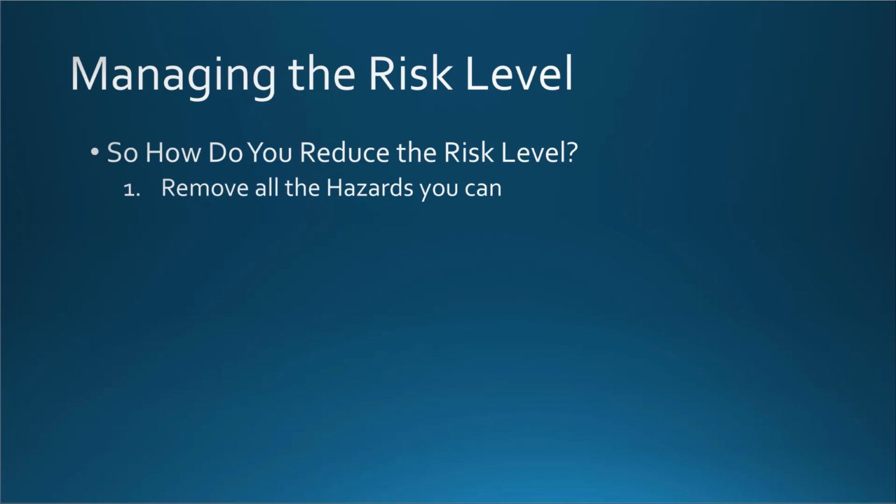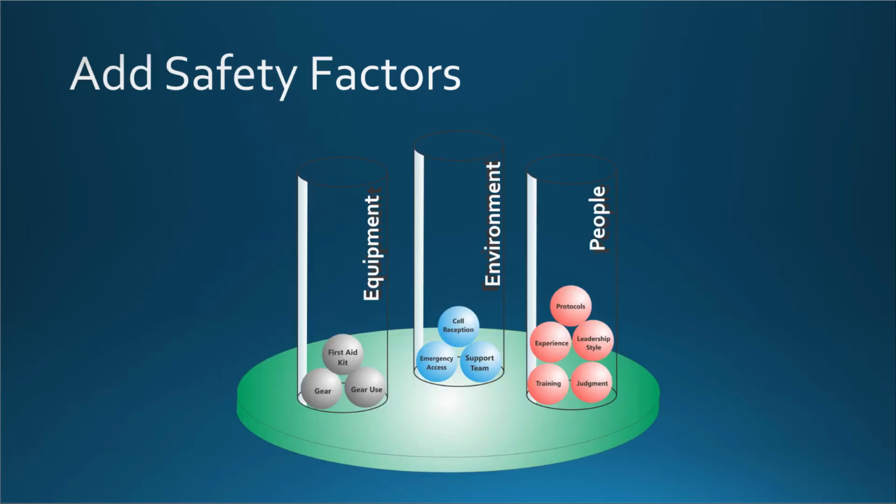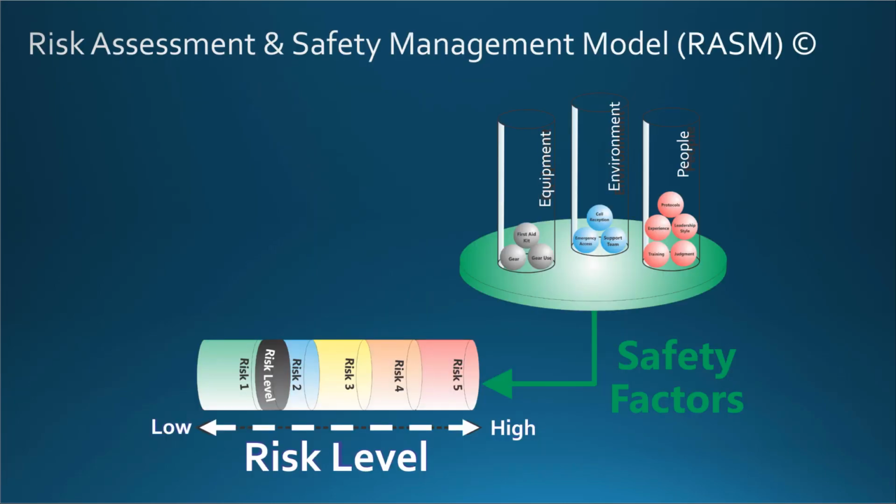What if that's not enough? You've done everything you can about the hazards, but it's still not enough. And that's what we talked about at the very beginning. You need to add safety factors in. If removing the hazards doesn't do it, and in some cases there are hazards like the air temperature and the humidity that you cannot make go away, then you need to bring some safety factors into the situation. And as you can imagine, there are equipment-related safety factors, environmental-related safety factors, and people-related safety factors. Going back to the model, if we start putting safety balls on the right side, what is that going to do to the risk level? It's going to push it back to the left. Okay? It's going to help decrease that risk level.